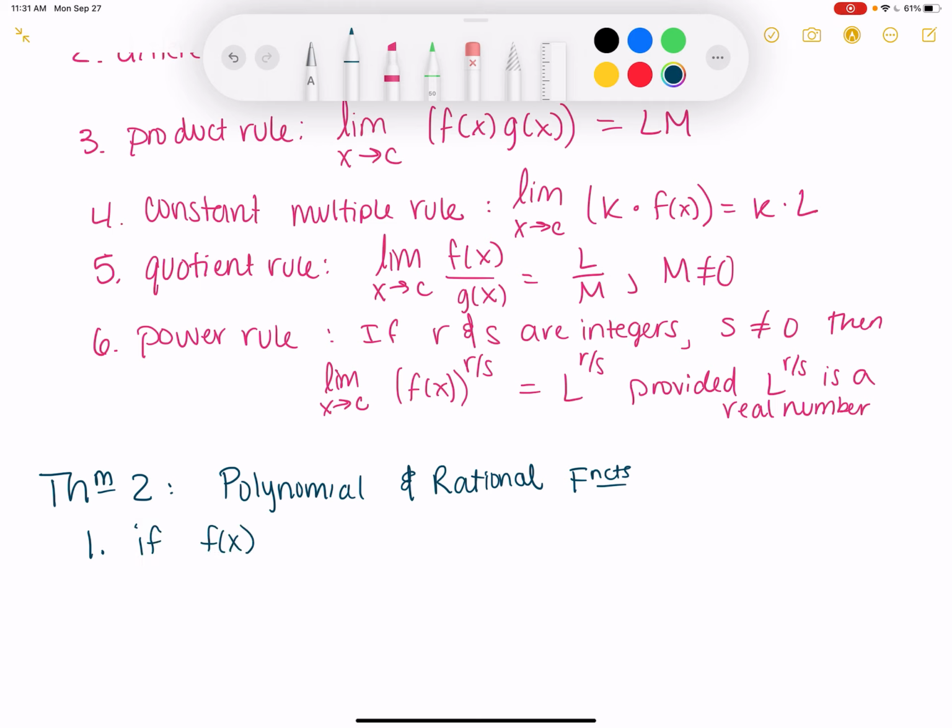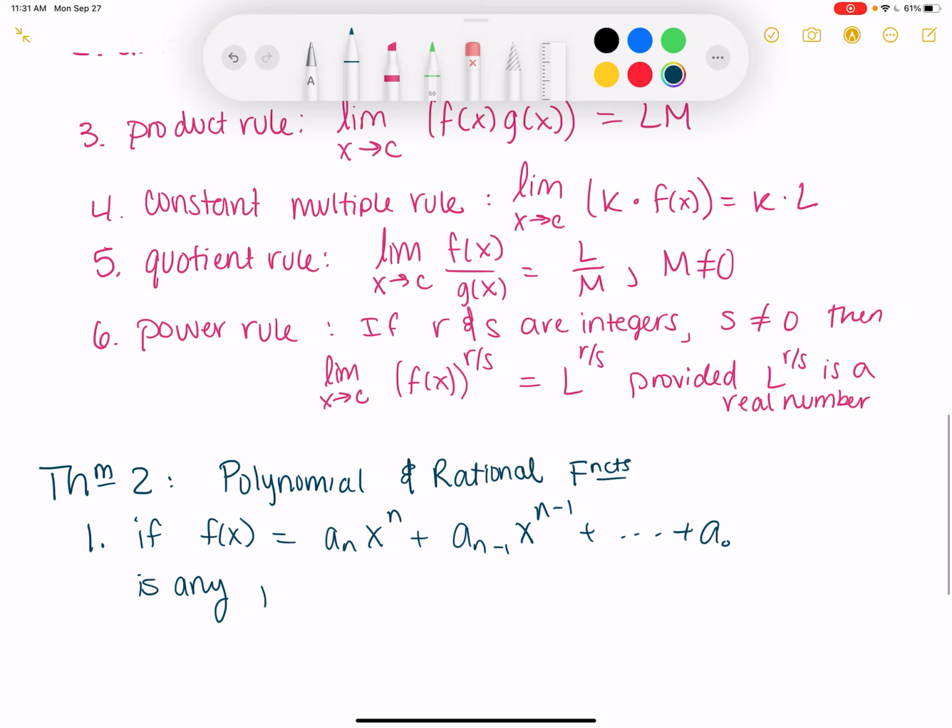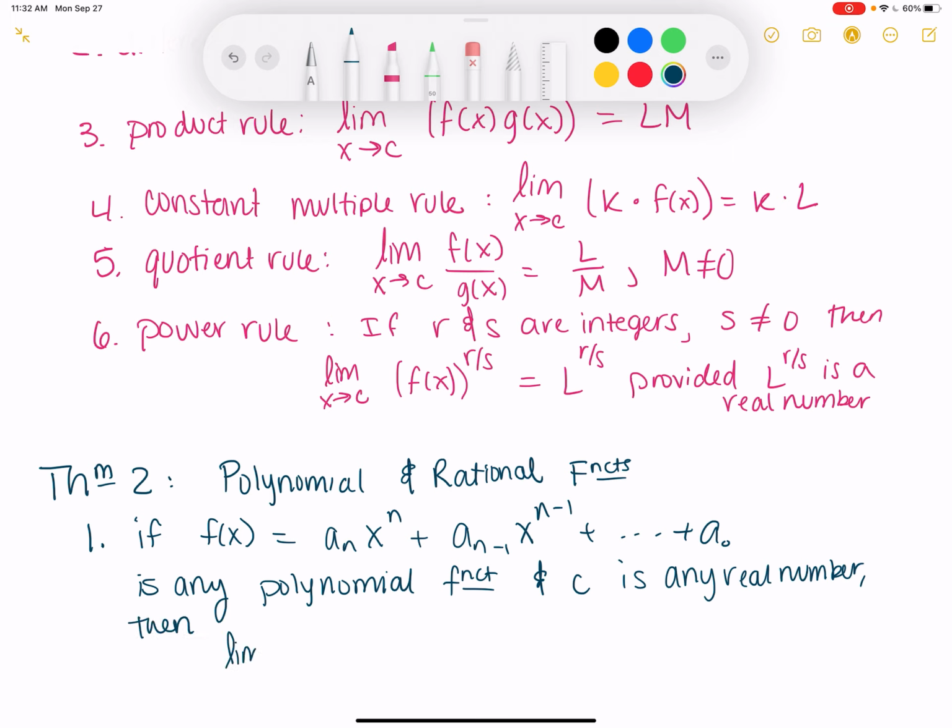If f of x is equal to a sub n x to the n plus a sub n minus 1 x to the n minus 1 plus dot dot dot plus a sub 0 is any polynomial function and c is any real number, then the limit as x approaches c of f of x is equal to f of c is equal to a sub n, c to the n plus a sub n minus 1, c to the n minus 1 plus dot dot dot a sub 0.